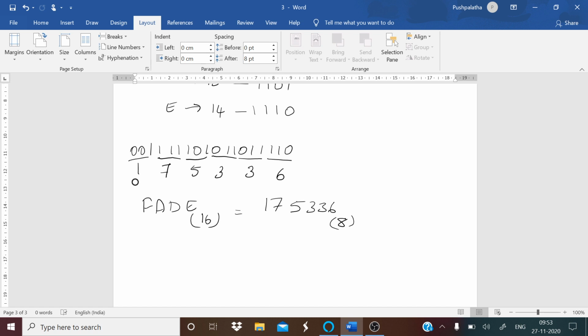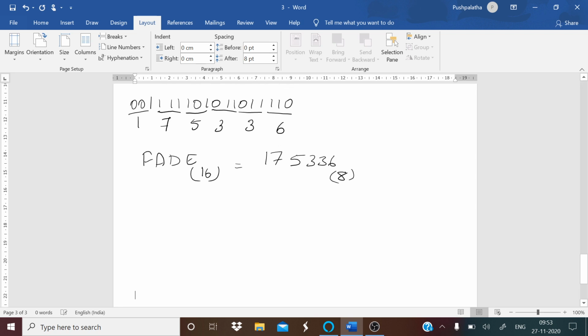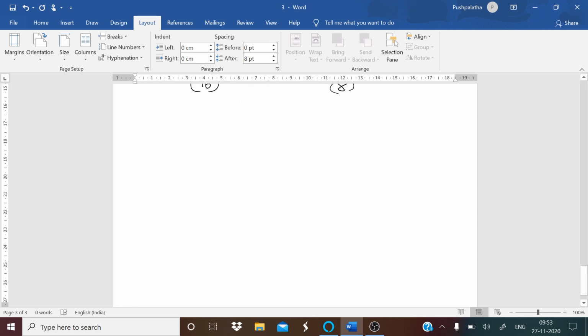So this is how you are going to convert a hexadecimal number system into octal, and octal to hexadecimal number system. Okay, hope you understood this conversion. If you have got any doubts, you can ask me when you come for the live class and we'll clear it once again. So let us go for the next section of this chapter.